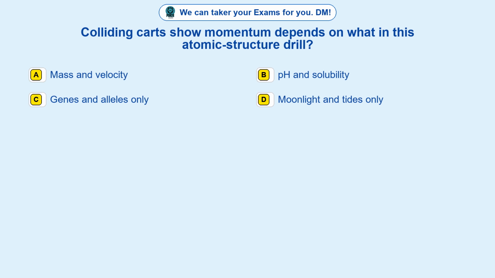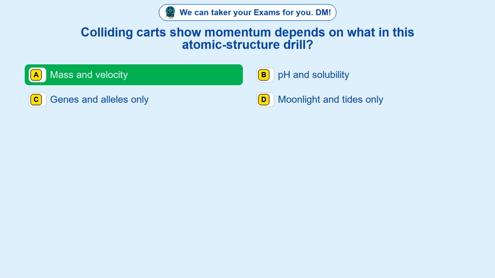Question 62. Colliding carts show momentum depends on what in this atomic structure drill? Option A, mass and velocity. Option B, pH and solubility. Option C, genes and alleles only. Option D, moonlight and tides only. The correct answer is option A.